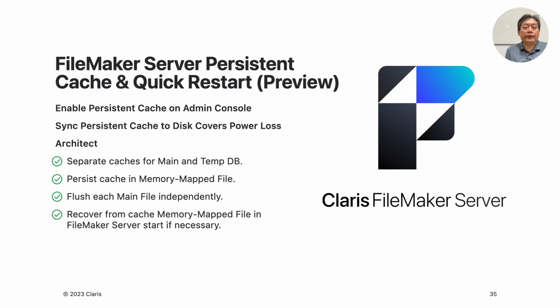For architecture, first, in the database engine, we separate main database cache from temp database cache. Main database cache is kept in a memory map file. After server process is gone, we can recover main database from the persistent cache to prevent from database corruption. Thereafter, you can restart server and open file quickly.